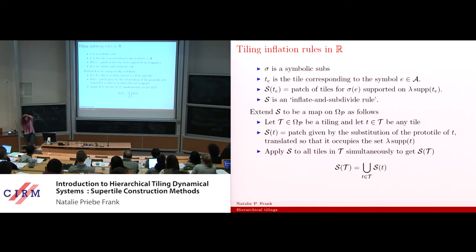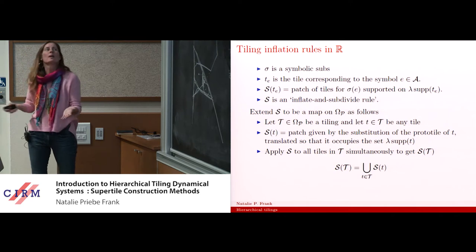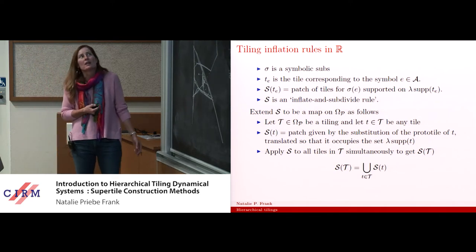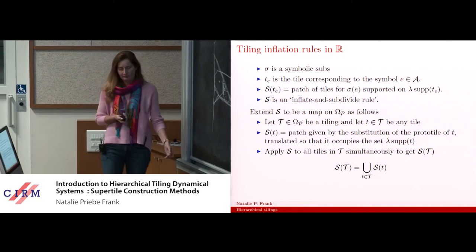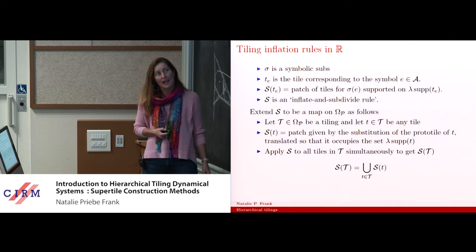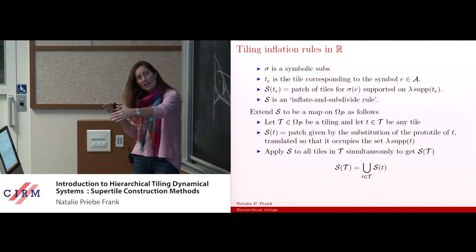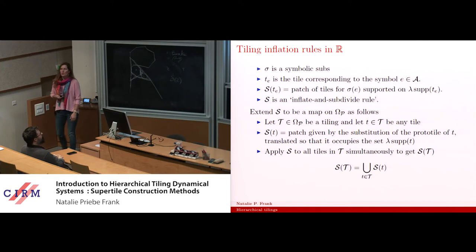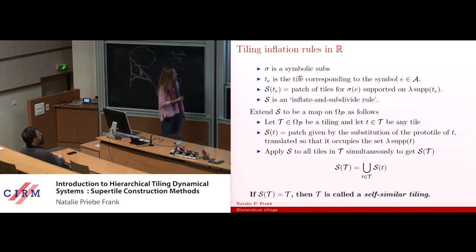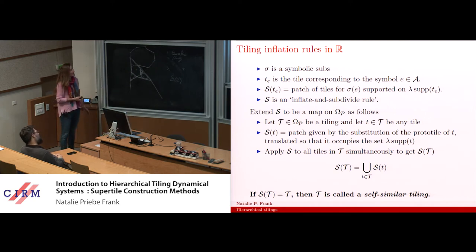Okay, so if I want to apply the substitution, I can actually make the substitution into a map on the entire tiling space, on the full tiling space. If I want to substitute a tiling, I just substitute each individual tile by blowing it up by lambda and then chopping it up according to whatever my substitution was. And here in boldface, there will be a fixed point. Maybe there will be a periodic point most of the time. But let's just pretend it's fixed and call it a self-similar tiling.